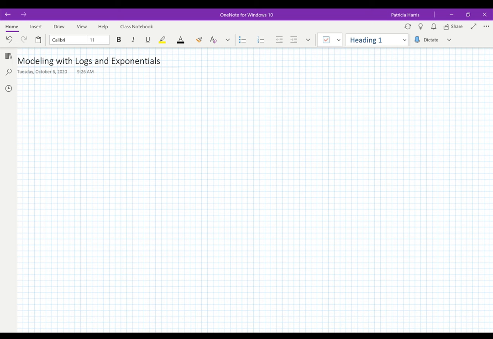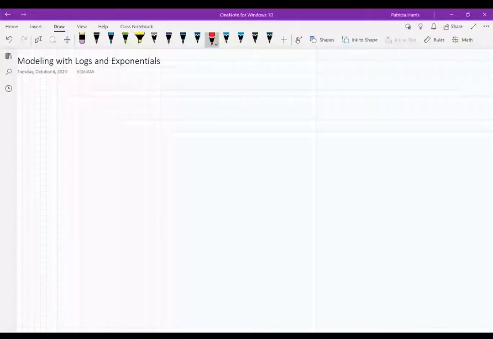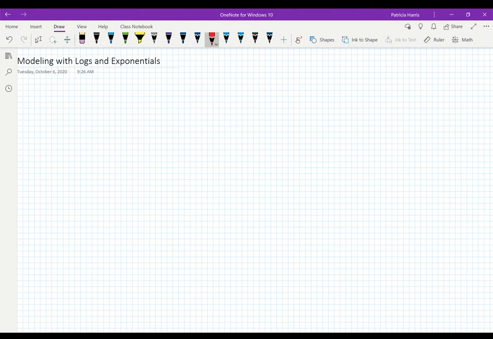Okay, so we're going to start with the modeling logs and exponentials section. There are a couple of things you need to know. There are basic equations that we're going to use, which I'll get to later, but they introduce this thing called the natural log. The natural log is abbreviated as ln.